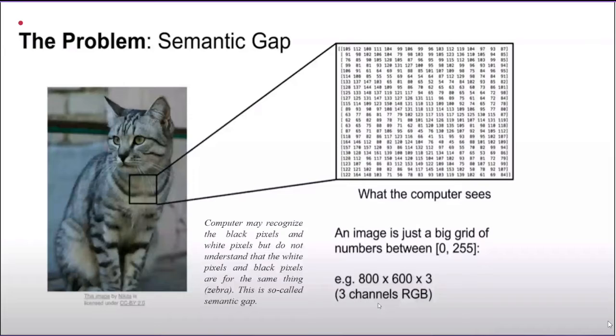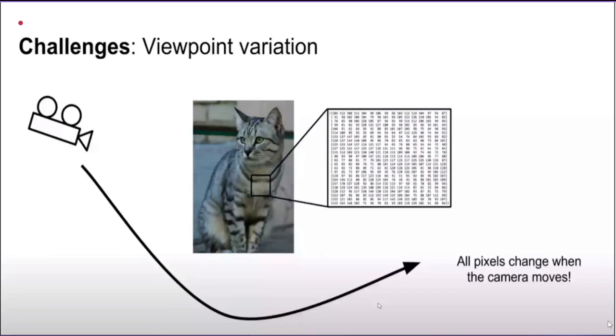Another challenge is, for example, if you are considering a cat and you move the camera around the cat, and assume that the cat is not moving, then if you take a particular part of the cat, you can see the pixel value changes when we move the camera around the cat. So this is viewpoint variation. This is also a challenge while dealing with images.